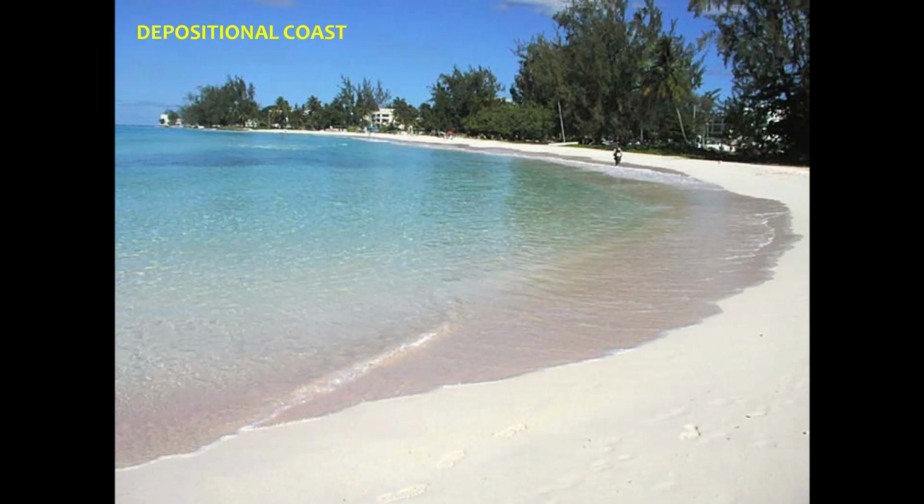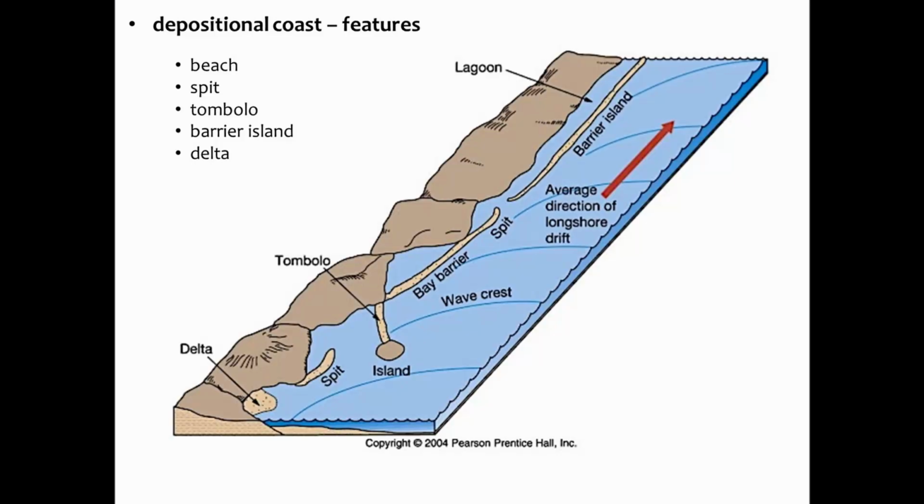Now let's move on to depositional coasts. One of the most dominant features of a depositional coast is a beach. Not only do we see beaches, but we also see features such as spits, tombolos, barrier islands, and deltas. And there's a few other features as well that we won't look at in this module. One of the things to keep in mind is a lot of these features, usually with the exception of a delta, are created by longshore drift, and that movement of sediment parallel to the coastline.